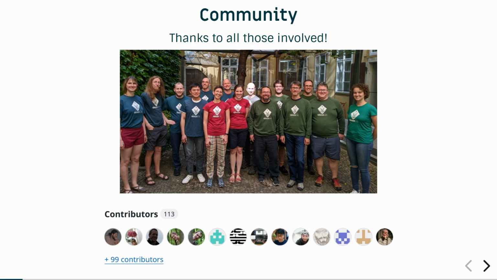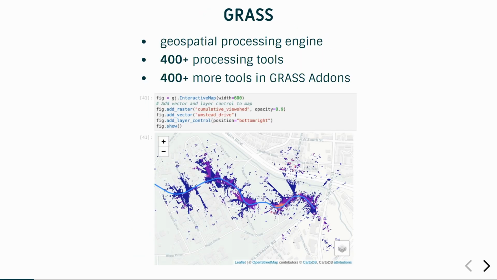So here we go. And what is GRASS? GRASS is a geospatial processing engine. It has more than 400 tools for geospatial processing, with another 400 tools in GRASS add-ons, which you can install to the base software. The primary interface is a Python API used in Jupyter Lab. So here we can see an interactive map rendered in that Jupyter notebook. But there are other interfaces I will get to.